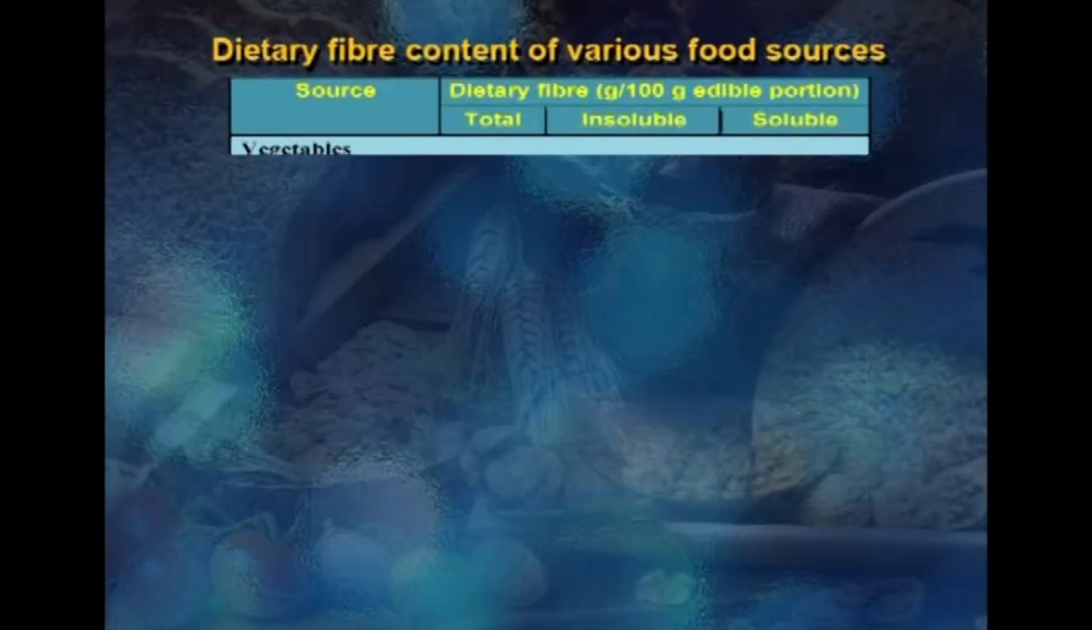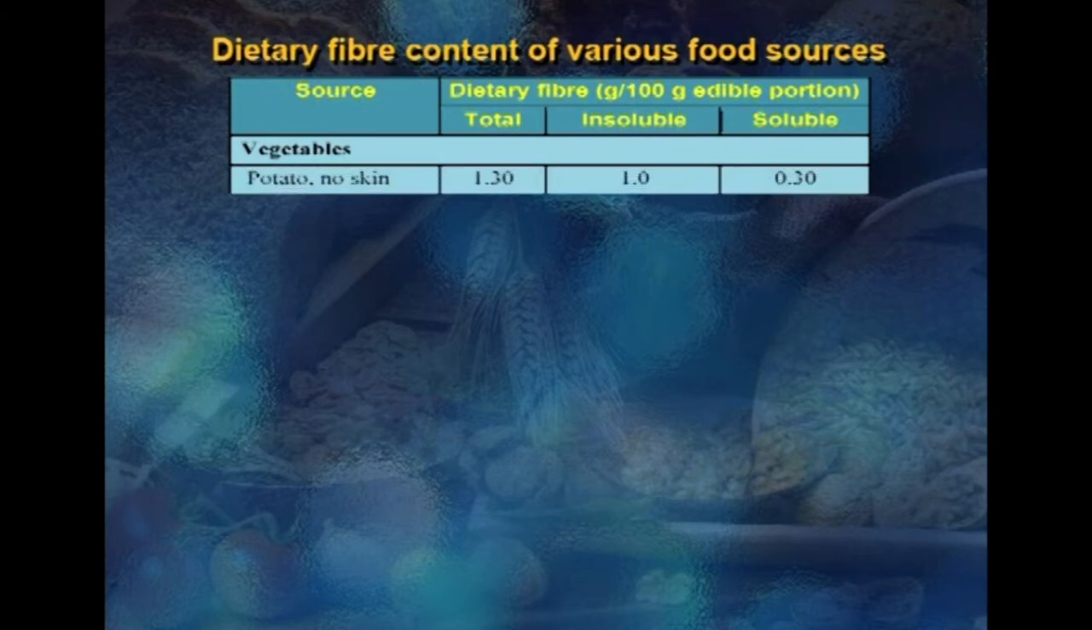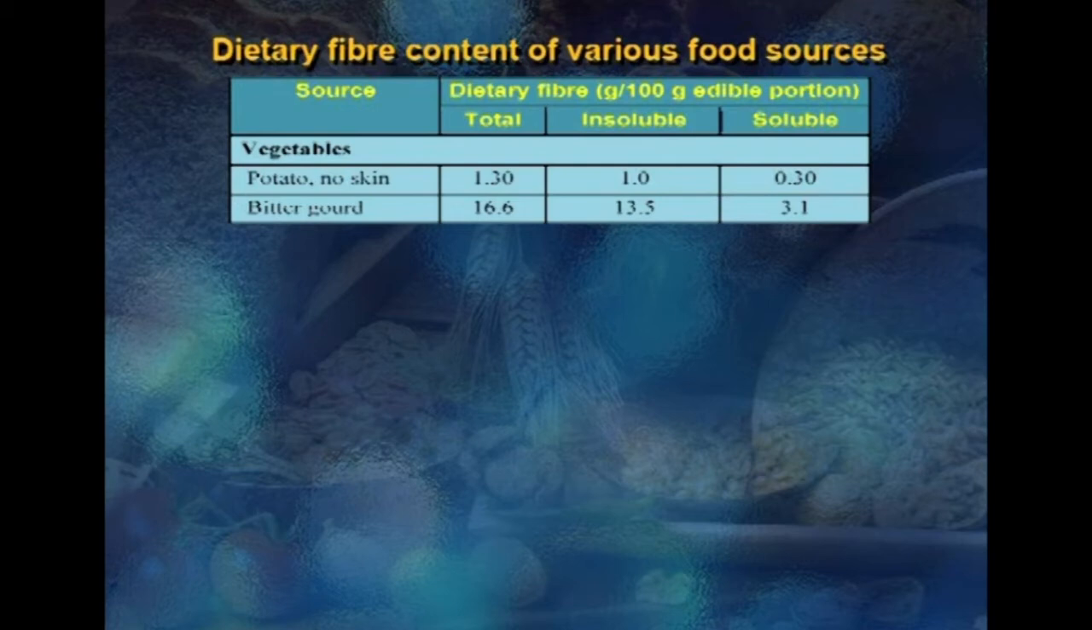Now coming to the other sources like vegetables. Among vegetables, potato skin has 1.3 grams of dietary fiber. So if we consume potato along with the skin, you get some amount of dietary fiber, and if you remove the skin, the dietary fiber is lost. Among the vegetables, we have bitter gourd with a very good content of dietary fiber, 16.6 grams for every 100 grams of edible portion, out of which 13.5 is insoluble and 3.5 is soluble fiber.